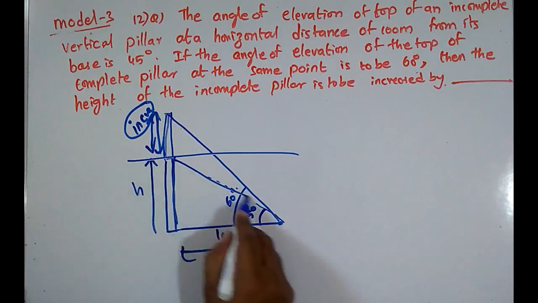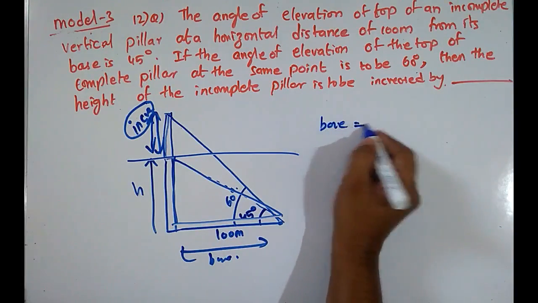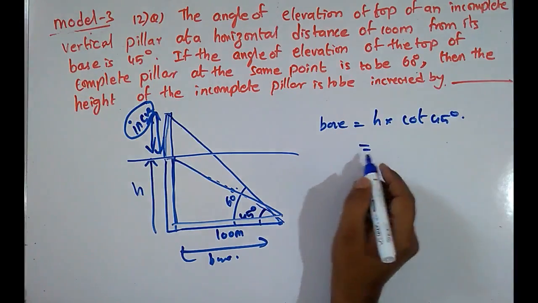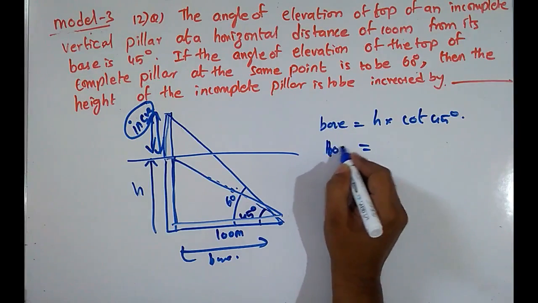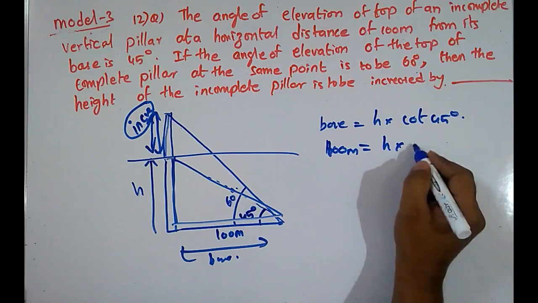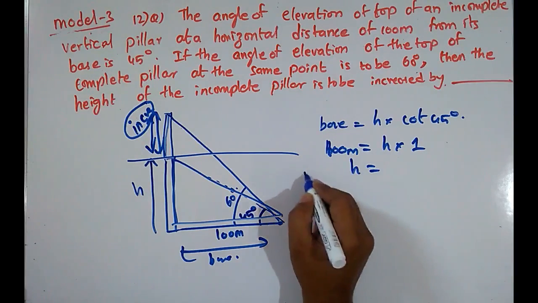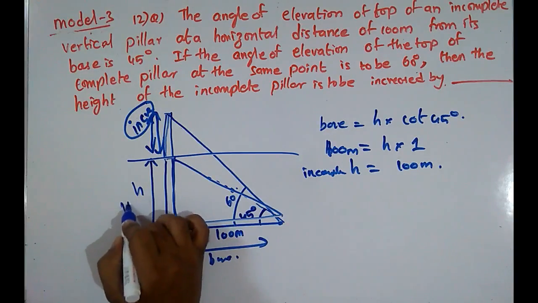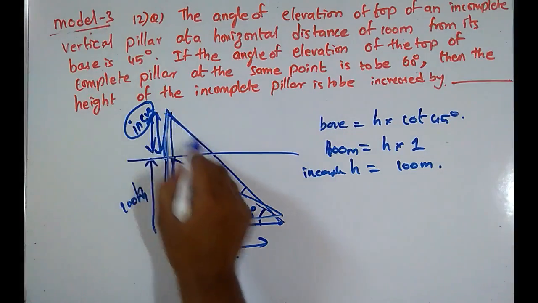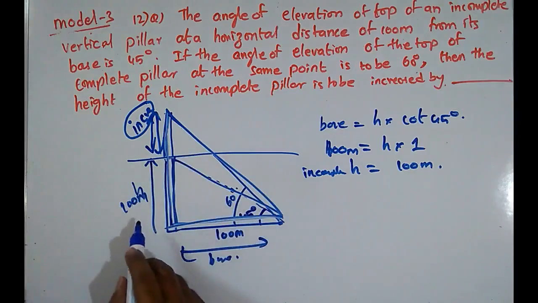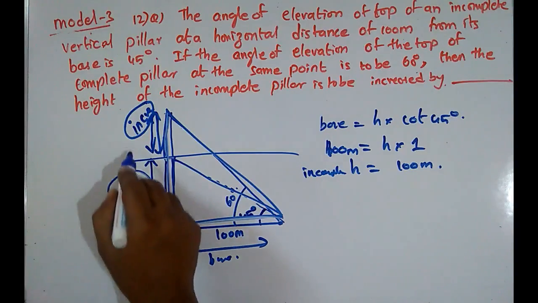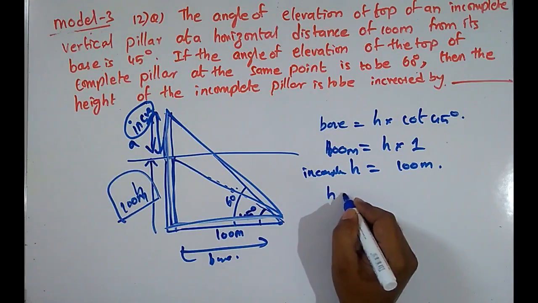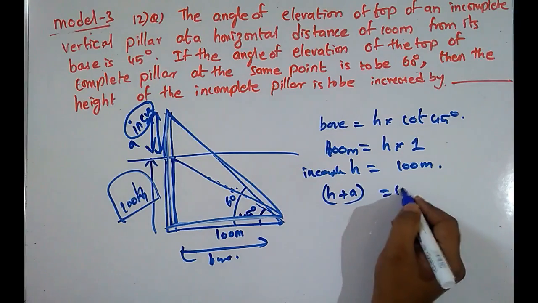For this triangle, the base is given by height into cot theta. Theta is 45 degrees, friends. And we know that base is 100 meters, height into cot 45 is 1. So from this, the height of the incomplete pillar is 100 meters, friends. We have got h equal to 100 meters. Now we will take the bigger triangle. For this bigger triangle, the height is 100 meters plus the increased height, that we will take as a. So we will take height as h plus a, that is 100 plus a.